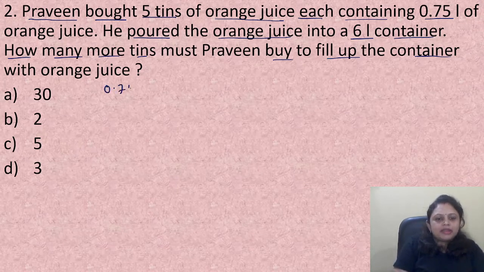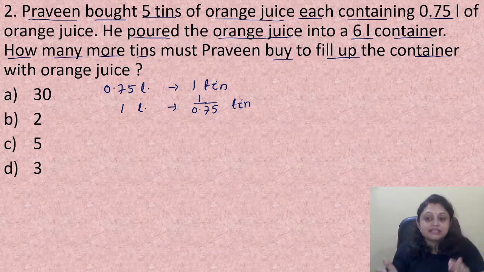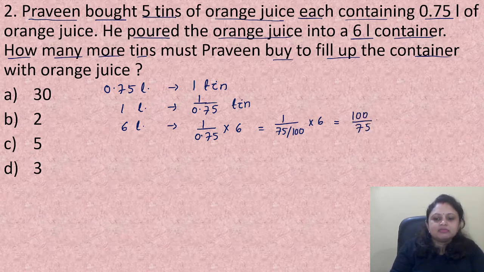So 0.75 liter of orange juice is present in one tin. So 1 liter of orange juice will need 1 by 0.75 tins. Okay, and he poured the orange juice into a 6 liter container. So for a 6 liter container, how many tins are required? That is 1 by 0.75 into 6. So we can write 0.75 as 75 by 100. That is equal to 100 by 75 into 6.